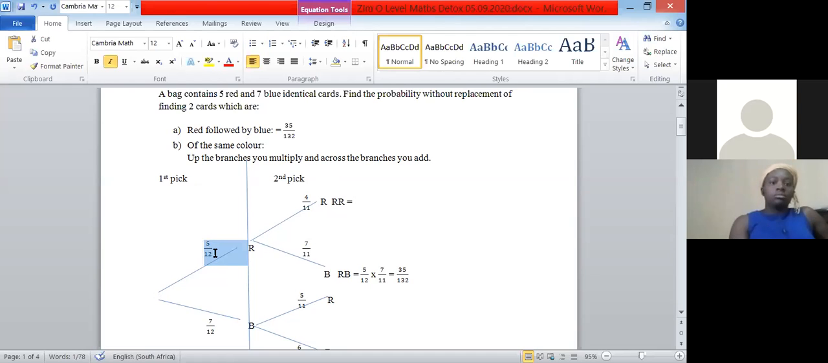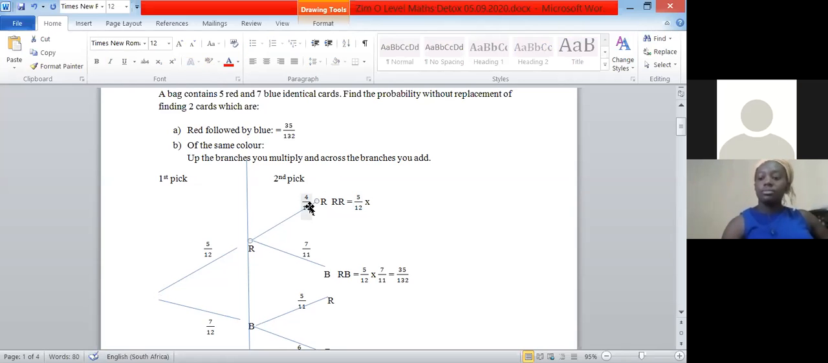5 over 12 times this one. This one is what? 4 over 11. Red, red, of the same color. We are just following an experiment and we are applying our maths. Do you see? It's simple, isn't it?